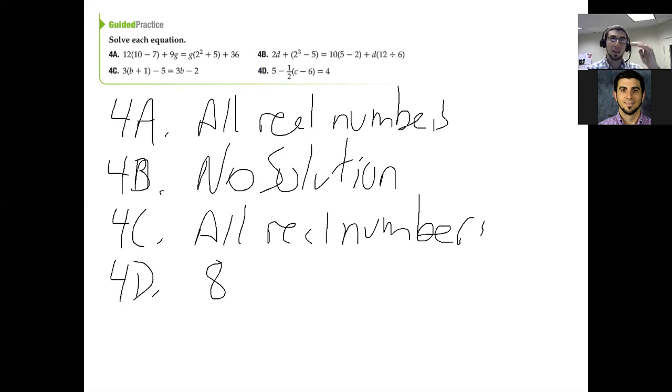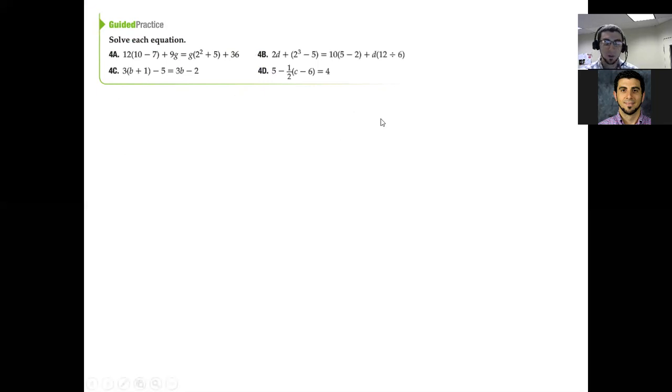Okay, so for A and C, you get an identity, so both sides are the same. You get all real numbers. For B, both sides, it simplifies down, and they are not the same thing. And no matter what you put in for B, it's not going to work out. And for D, when you simplify it down, you get one unique solution, and it was 8.